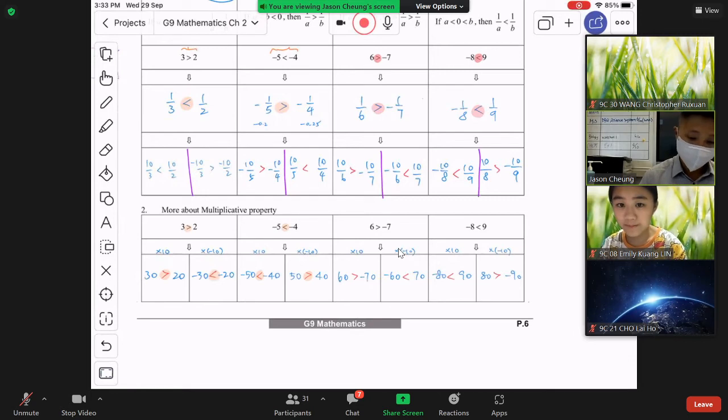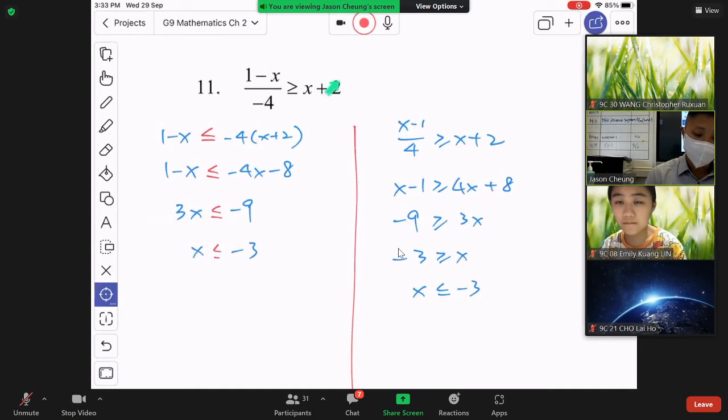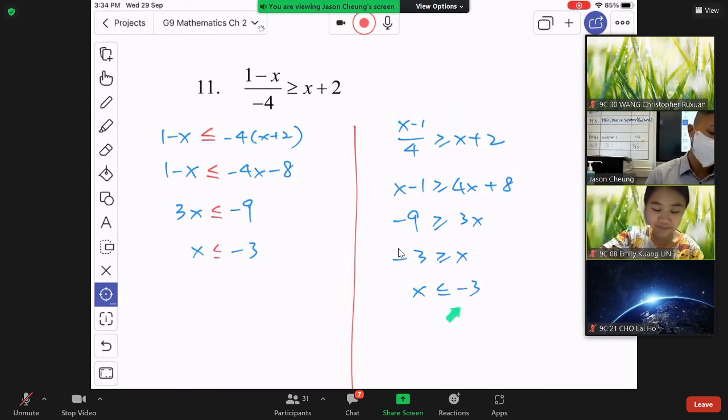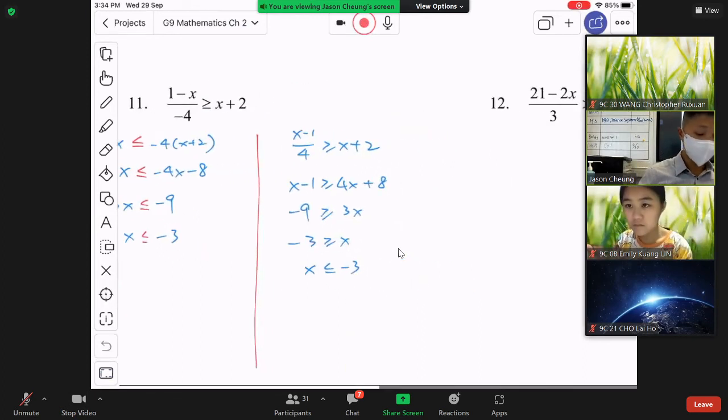Therefore, for this method, because we are going to multiply by negative 4 on both sides, we have to change the inequality sign here. Okay. But this method helps you to avoid mistakes because you can see that there is no change until the final step here. All right. Any question? No.